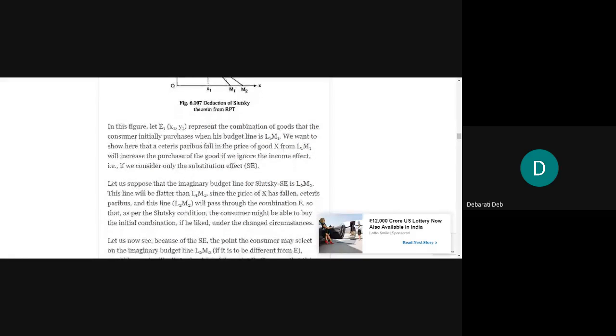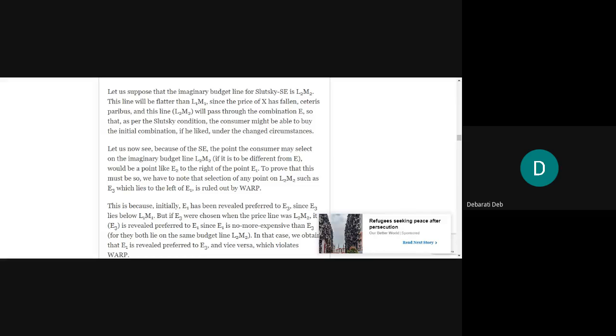Also it has been seen that this point E2 will fall to the right of the point E1. To prove that this must be so, we have to note that selection of any point on L2 M2 such as E3, which lies to the left of E1, is ruled out by the weak axiom of revealed preference. Okay, so this is a kind of complex concept. You have to be very clear about the idea of weak axiom of revealed preference and strong axiom of revealed preference.